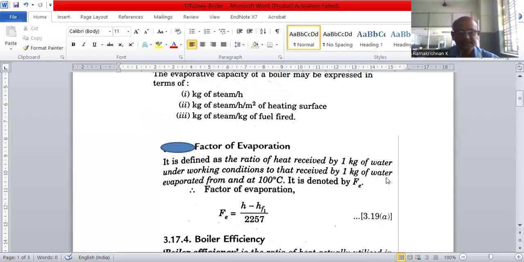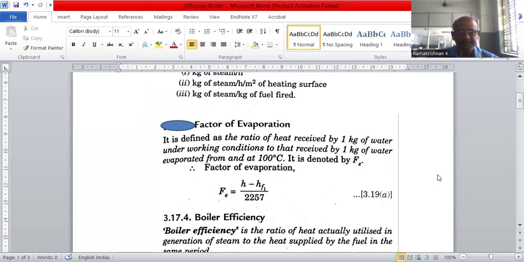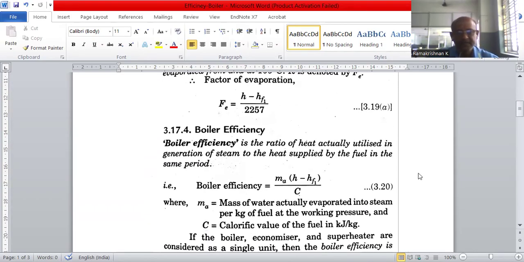Next is the factor of evaporation. Generally, it is defined as the heat received by 1 kg of water under working conditions to the heat received by 1 kg of water evaporated from and at 100 degrees Celsius. Here it is a ratio, expressed by the formula (h minus hf1) divided by 2257. Next, the boiler efficiency.